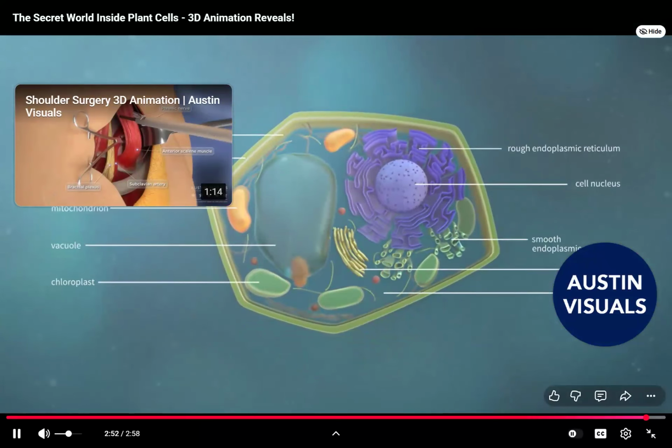Right, that's it. That is regarding the plant cell. And you saw the particles. You can see more there. You can see them, right? Then we'll move to the next one.